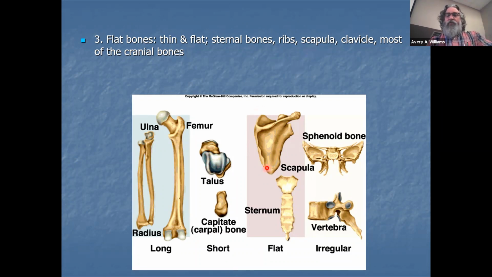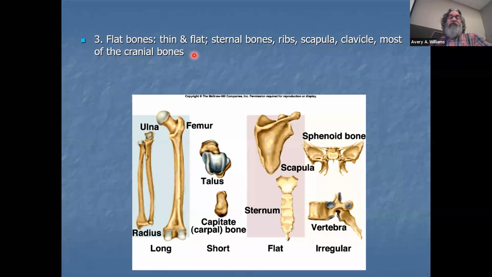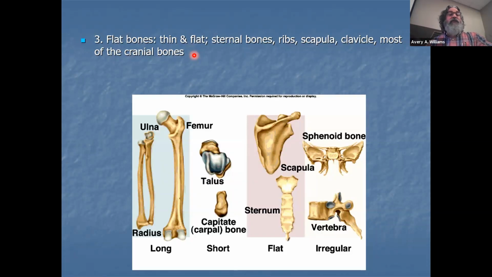Your scapula, your shoulder blade, is a flat bone. Your clavicle, that's your collarbone. It's also considered a flat bone. And then I have most of the cranial bones. Because we're going to see when we study the skull, there's a bunch of different bones in the skull, and some of them are classified as flat, and then others are irregular. Usually the flat ones are the ones that are making up the brain case, and usually the ones that are making up the face are going to be irregular bones. But we'll talk about that.